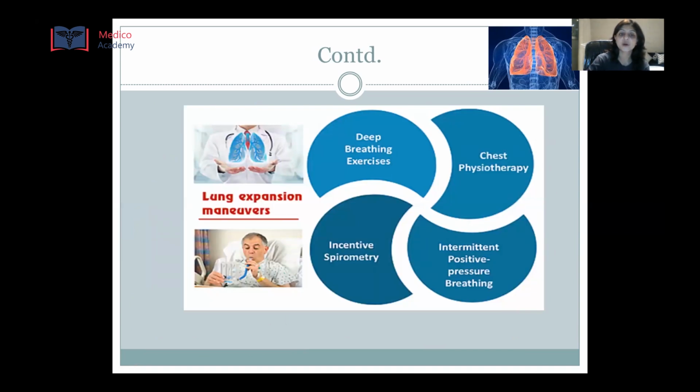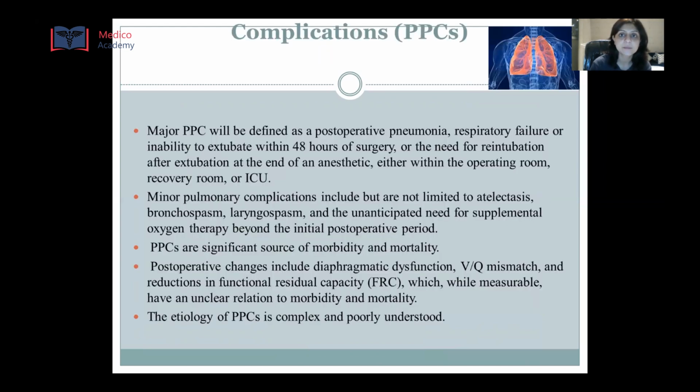So this is what we have to do for lung expansion: deep breathing exercises, chest physiotherapy, incentive spirometry, and intermittent positive pressure breathing. Now, what are the PPCs? Post-operative pulmonary complications. Major PPC will be defined as post-operative pneumonia, respiratory failure, or inability to extubate within 48 hours of surgery, or the need for reintubation after extubation at the end of an anesthetic, either within the operating room, recovery room, or ICU.